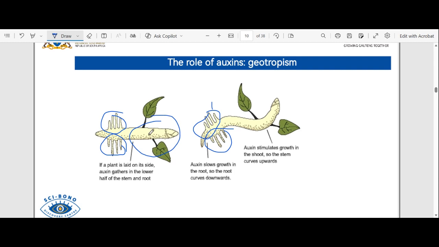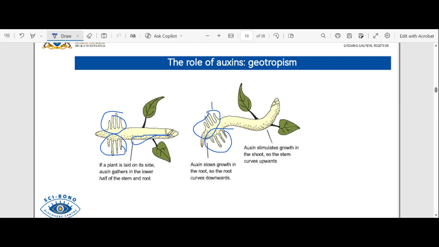So look at the stem. Remember, this is a stem. Auxins are attracted to the lower side, right? Why are they attracted to the lower side? Because of gravity. So this is gravity. Look at the black points here so that you can see where auxins are concentrated. So auxins will be concentrated here on the lower side, right?